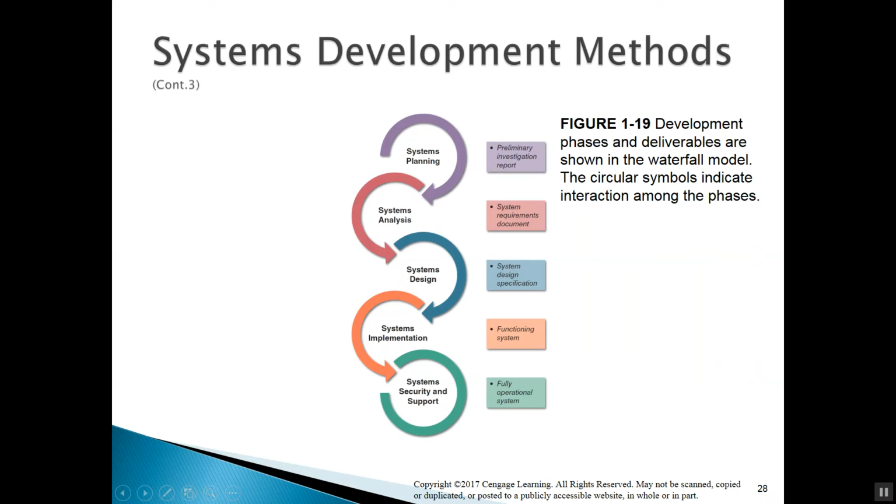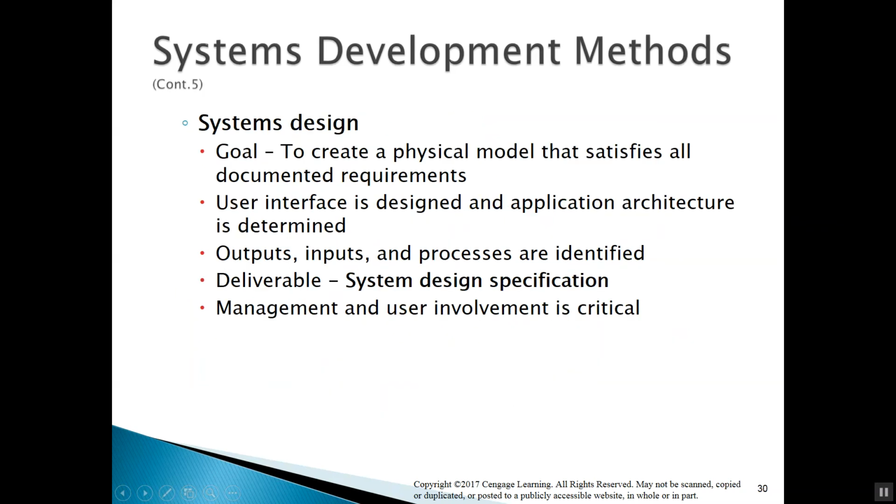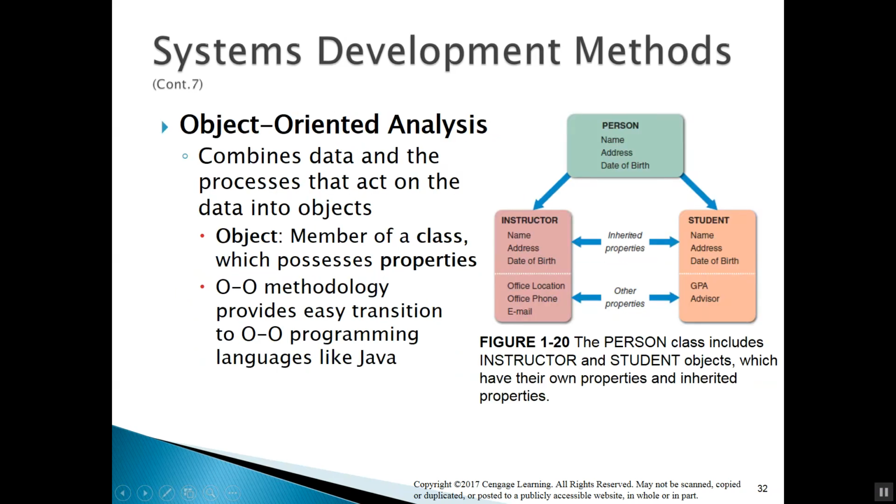These are, like I said, cyclical, and we may have to, say we get to system design and something's not the way it needs to be, we may go back one step, we may have to go back two. So we've talked about the different steps. When it comes to object-oriented, we deal with that in programming all too often.